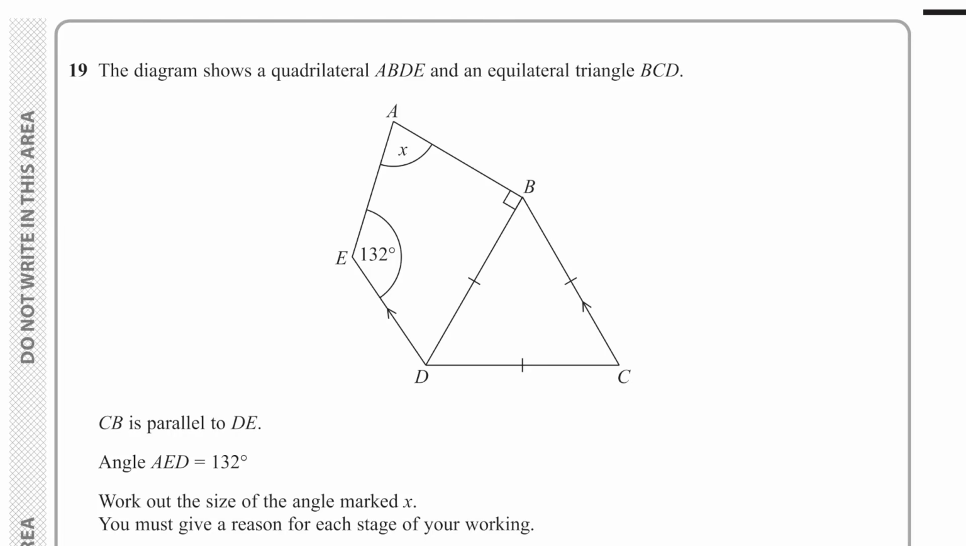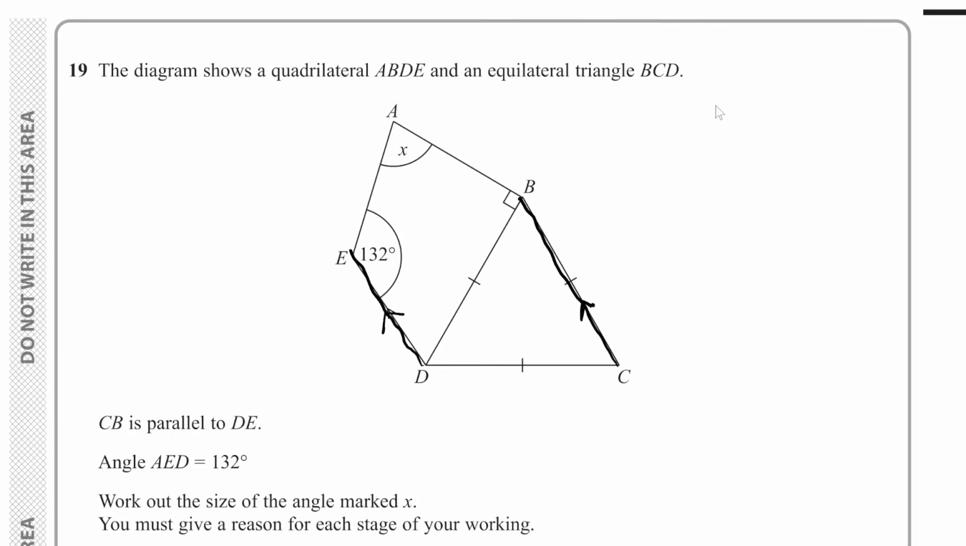Question 19. The diagram shows a quadrilateral ABDE, so the four-sided shape, and an equilateral triangle BCD. CB, C to B, this one here, is parallel to D to E, and we can see that from the arrows on the lines. Angle AED is 132, that's shown on the diagram. Work out the size of the angle X. You must give a reason for each stage of your working.